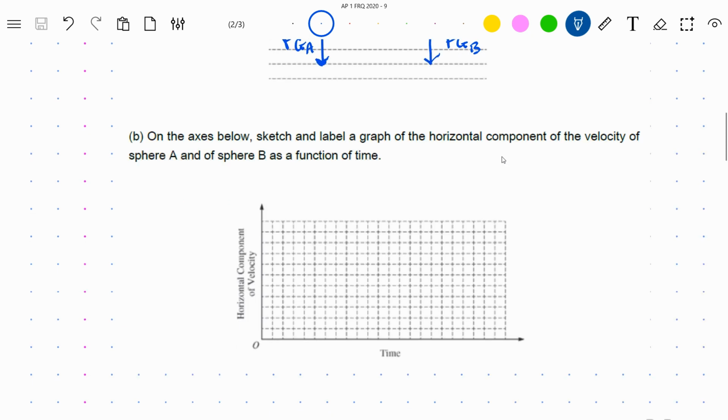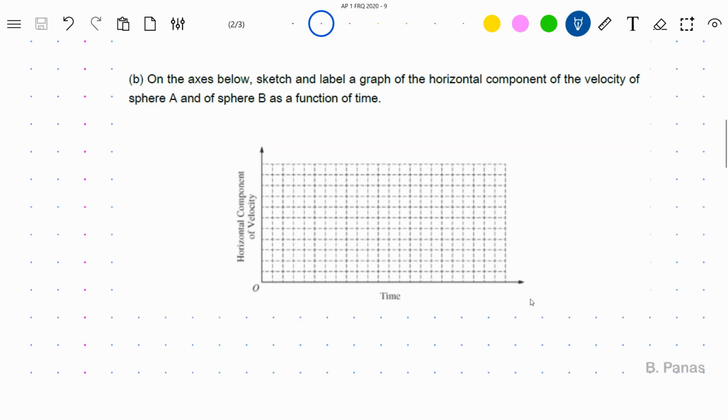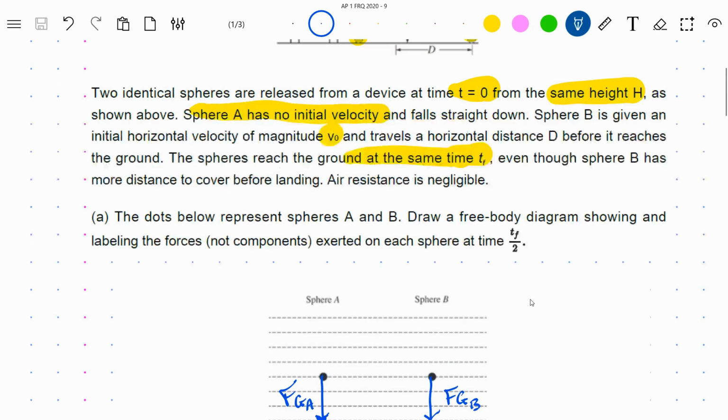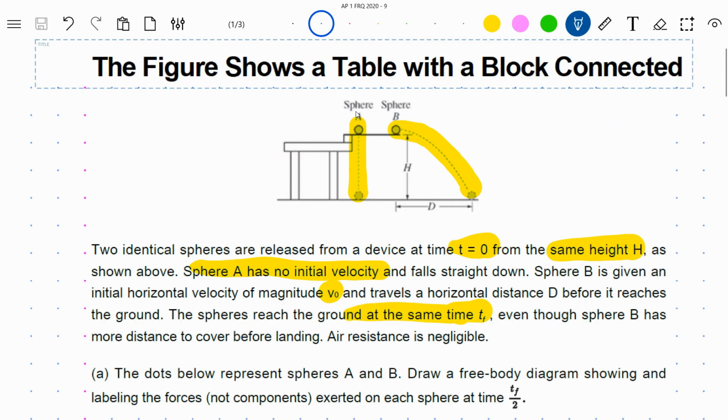All right, part B. On the axes below, sketch and label a graph of the horizontal component of the velocity of sphere A and sphere B as a function of time. So we have a velocity time graph, although to be clear, it's just the horizontal component of velocity versus time. So this should also be really straightforward. Sphere A, dropped vertically down, will have 0 horizontal component of velocity at all times. It doesn't go sideways at all.